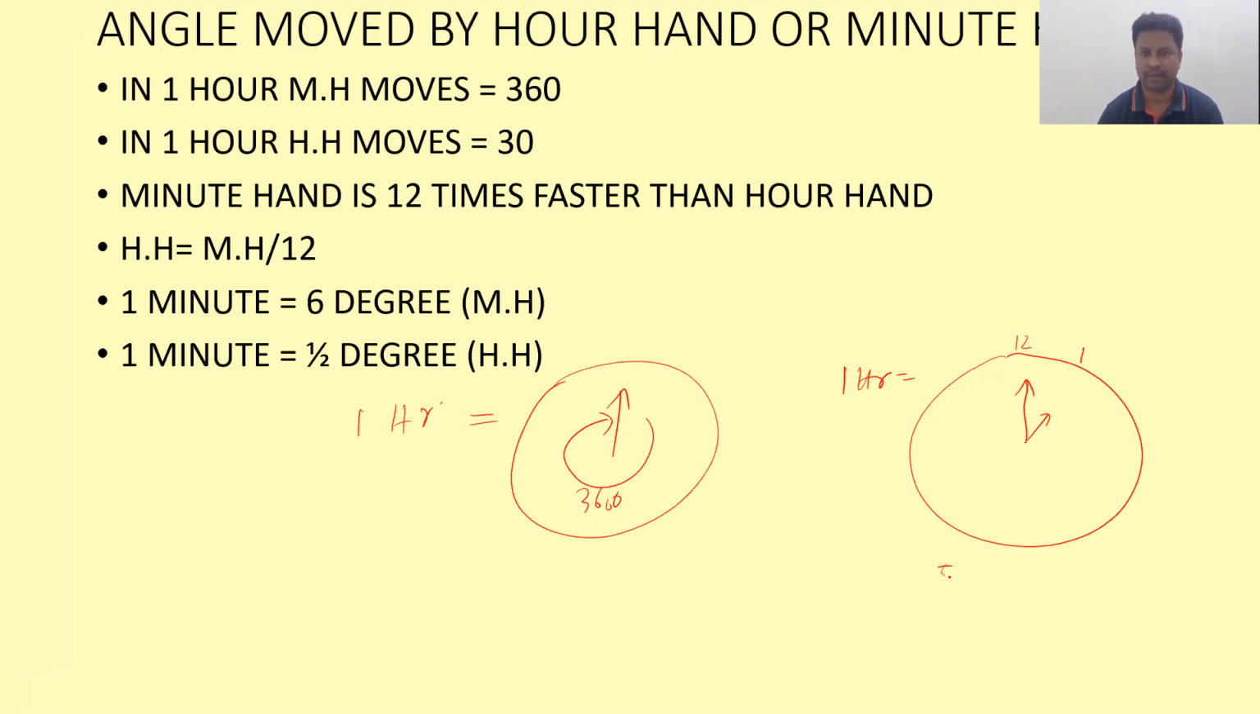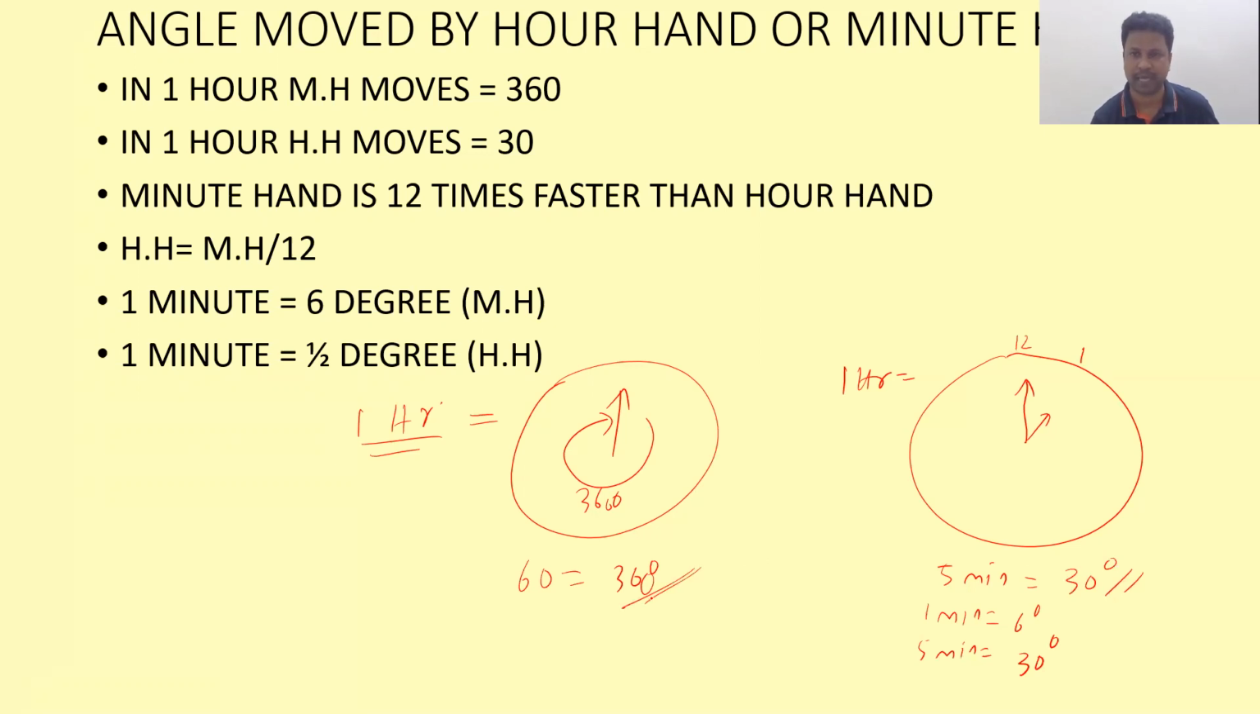So 5 minutes means how to convert this into degree. It's very, very important. So 1 minute equal to what? 1 minute equal to 6 degree. 5 minute equal to what? 30 degree. So what we can say, in 1 hour, minute hand will move entire 360 degree. That is 60 minute equal to 360 degree. In 1 hour, the hour hand will move 5 minutes. That means what? 30 degree.